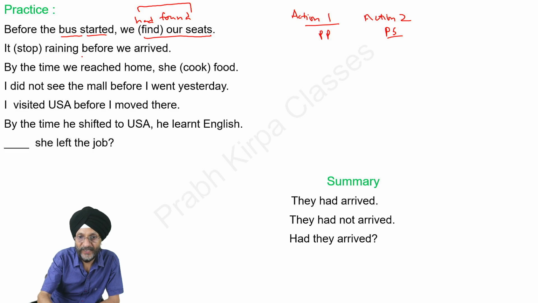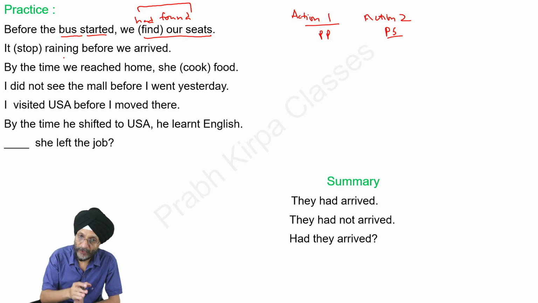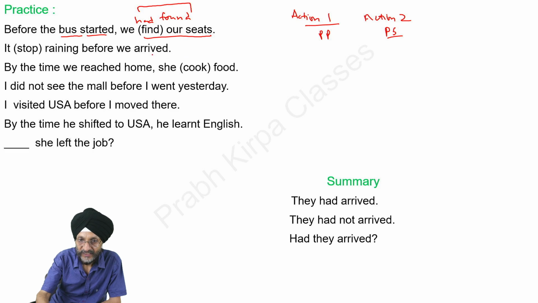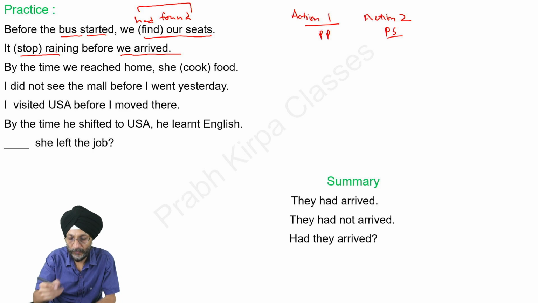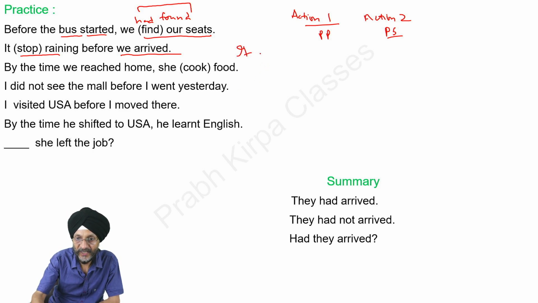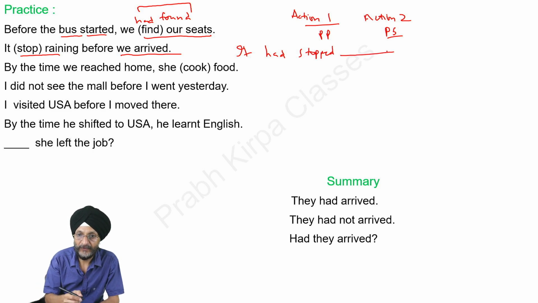It stopped raining before we arrived. That is, raining had stopped earlier and we arrived later on. That is, this is the second action, and the first action is raining had stopped. So we will write it as, it had stopped raining before we arrived. By the time we reached home, she had cooked food.